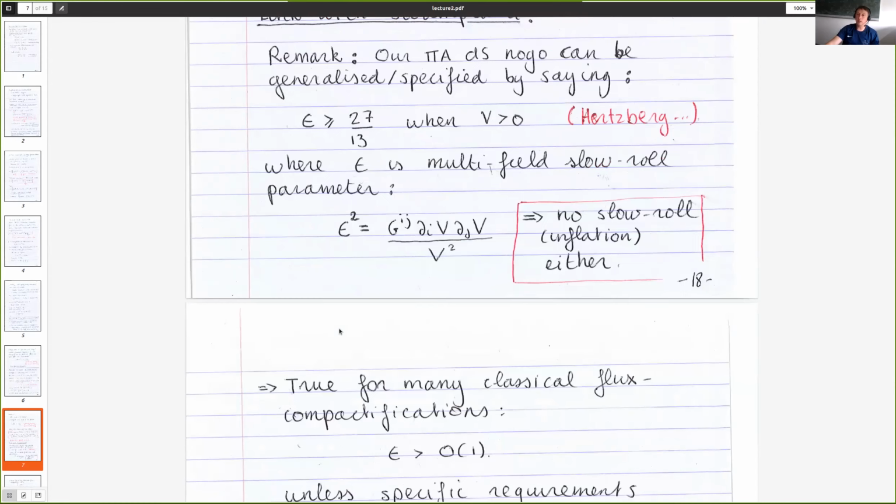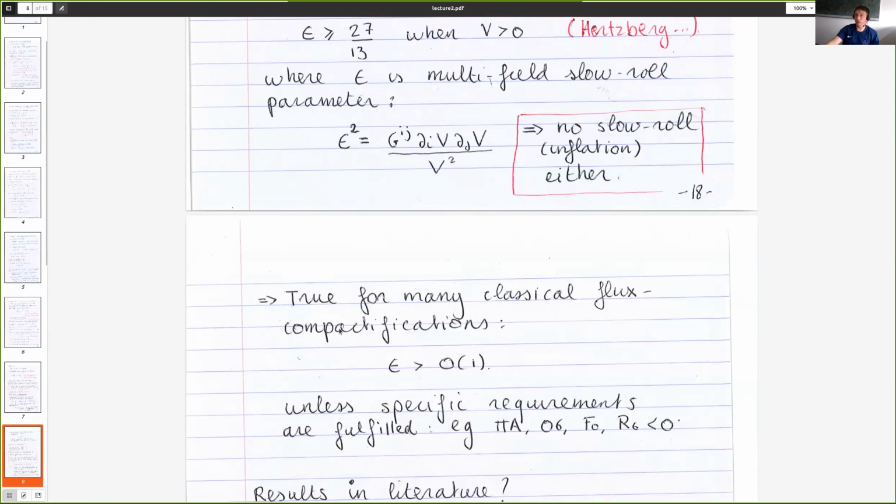In fact, this is true for many classical flux compactifications. You can show in many cases, but not all, that epsilon always has to be larger than order 1 with these kinds of little tricks that I gave you.